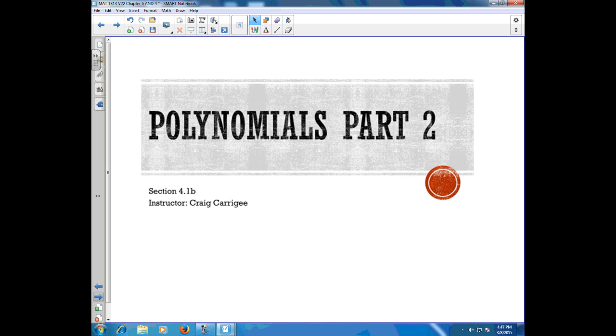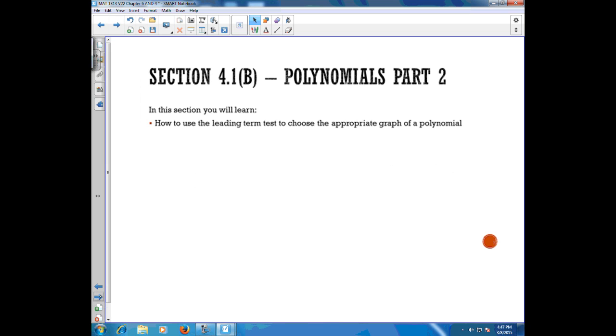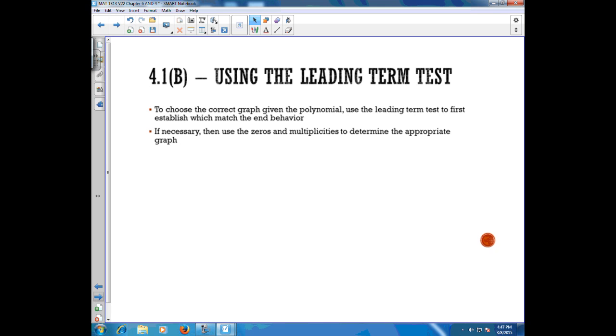Our final section for this course, we're going to talk about the second part of polynomials. In this section, we're basically just going to talk about how to use the leading term test to choose the appropriate graph of a polynomial. If you want to choose the correct graph of a polynomial, use the leading term test to first establish the end behavior. That'll give you an idea of what the picture should look like. And if that doesn't rule out all the answers, it may be necessary to use the zeros or their multiplicities to determine the appropriate graph.